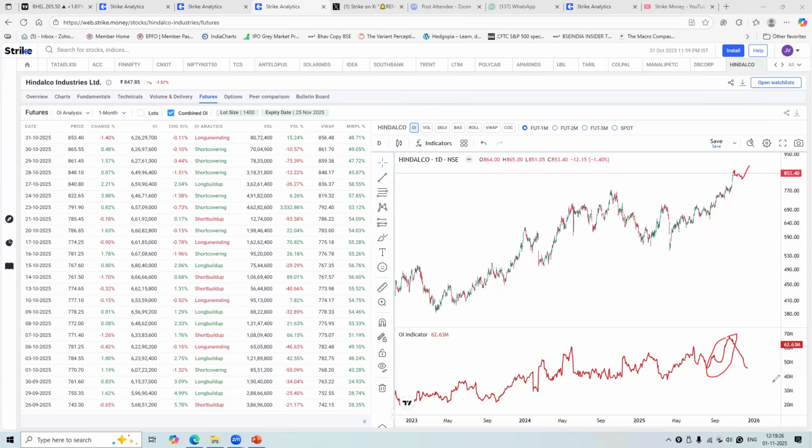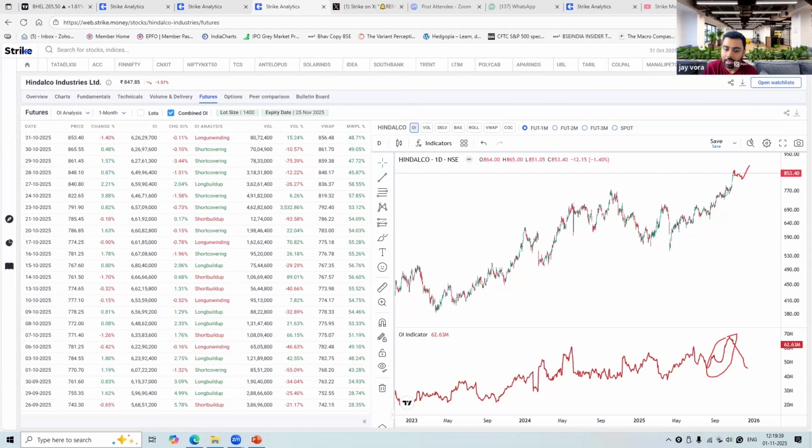So OI might say that there might be a possibility of retesting, because this OI rise has been because of short buildup. There was a short buildup happening in between. So OI is rising because of that short buildup, right? And then in the congestion, just give me a minute, I'm getting a call.